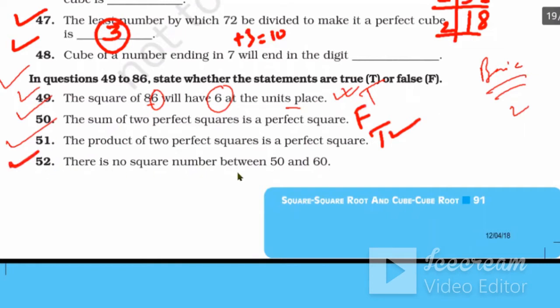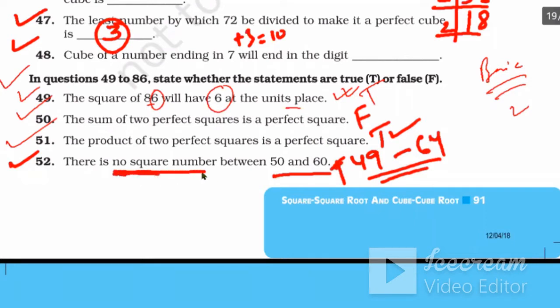Question number 52. There is no square number between 50 and 60. True or false? After 49, 7 times 7 is 49, 8 times 8 is 64. There is no perfect square in between. False, sir. True, hai. False, kaise hoga? True hai, nahi hai?